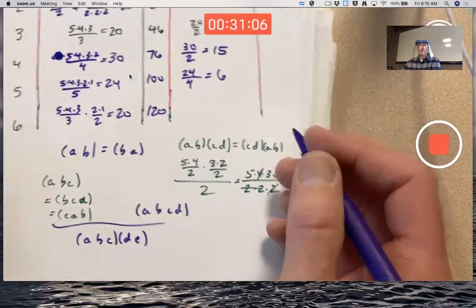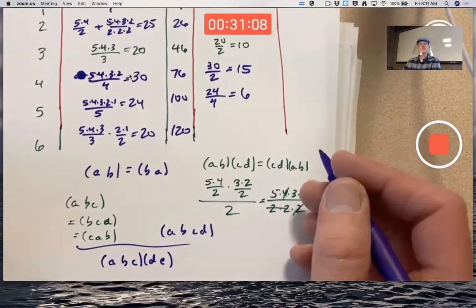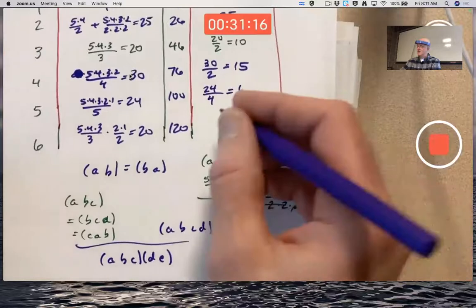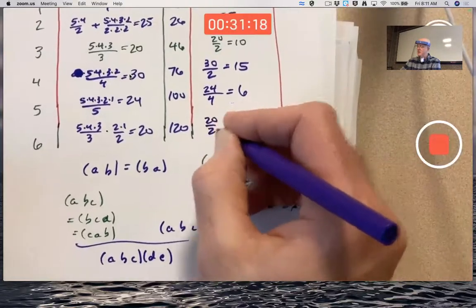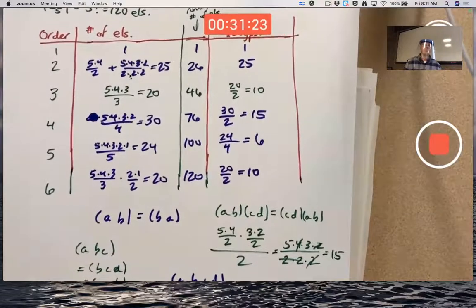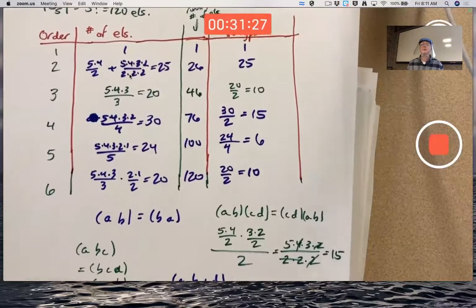Any cyclic group of order 6 has got 2 generators. Think about Z6. The generators are 1 and 5. They're relatively prime to 6. So this is going to be 20 divided by 2. There's going to be 10 cyclic subgroups of order 6. How many non-cyclic subgroups of order 6? That's less clear.